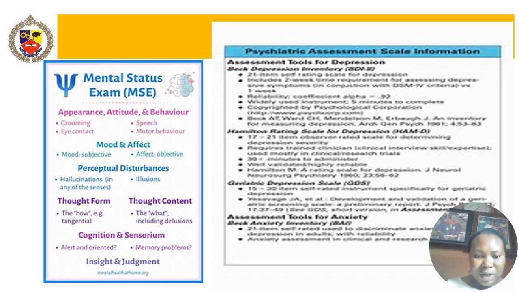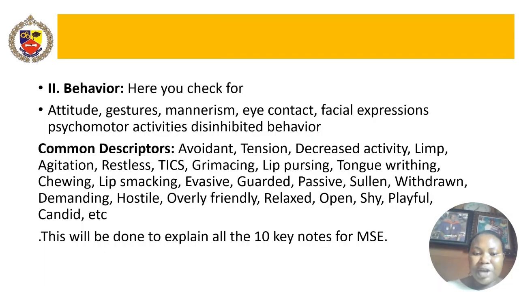Does the patient have hallucinations of any senses? You want to know that and note it down. Thought form, thought content, cognition, and so on are what you need to check in mental health assessment. So, so far so good. You have been able to get how to identify the psychiatric patients, minor and major. Also, you check the behavior and the common descriptors, which are tense, decreased activity, and so on.